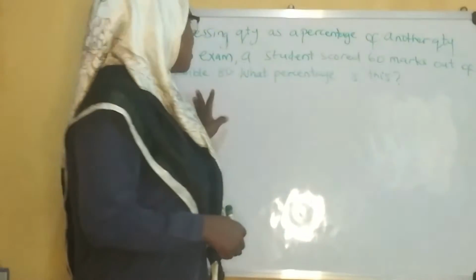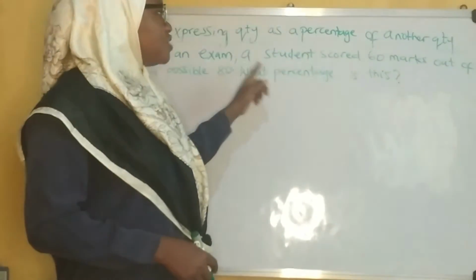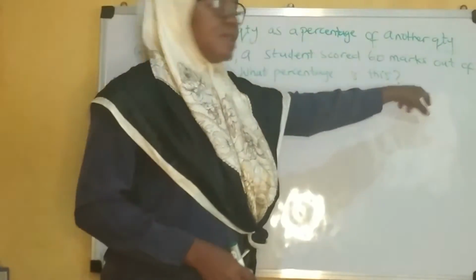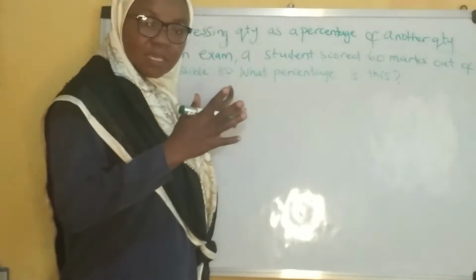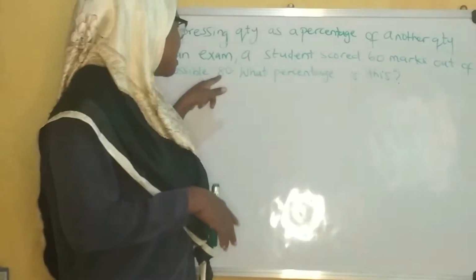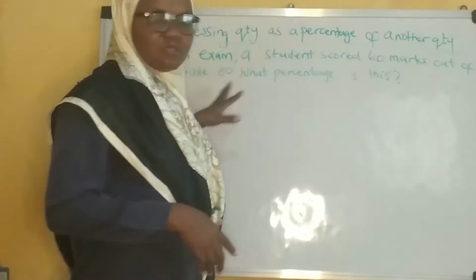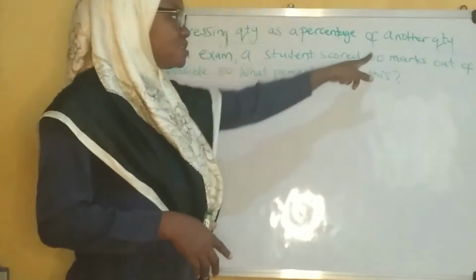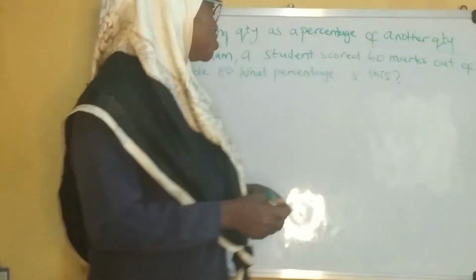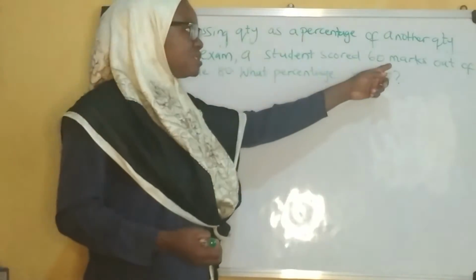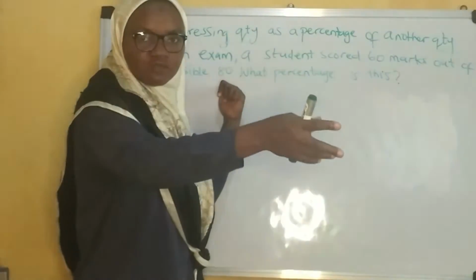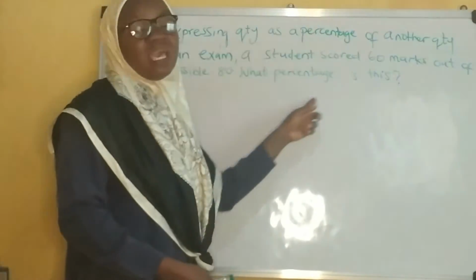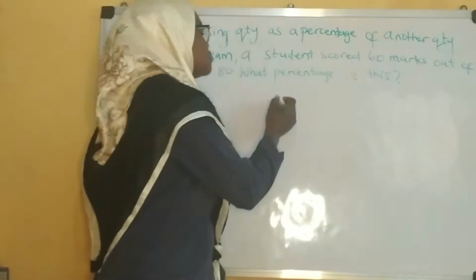Now let's take 2 more examples so that we can buttress this topic. Now let's look at this example too. In an examination, a student scored 60 marks out of a possible 80. That is, the general mark should be what? 80. But that student scored what? 60 out of 80. Now, what percentage is this score now? It's very, very simple. First of all, you have to express the mark of the student as a fraction of the total score, and then you multiply it by 100 because they said you should express it in what? Percentage.